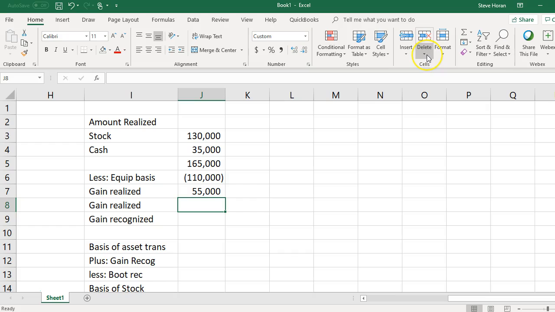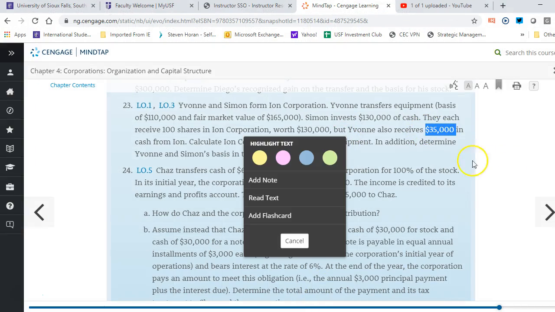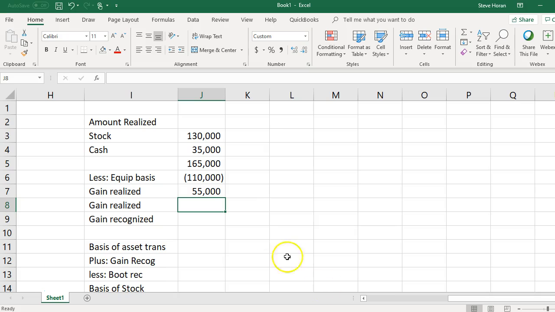So the gain realized is $55,000. The gain recognized is $35,000 because that's the amount that she received. So go back to the question, and that cash that she received right here is $35,000. That is what they call the boot.